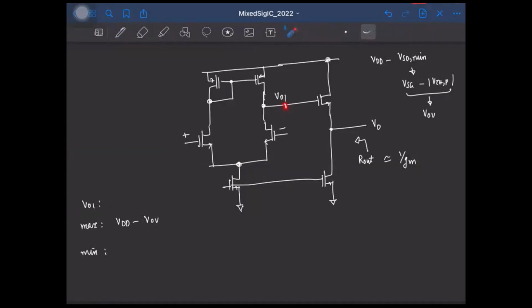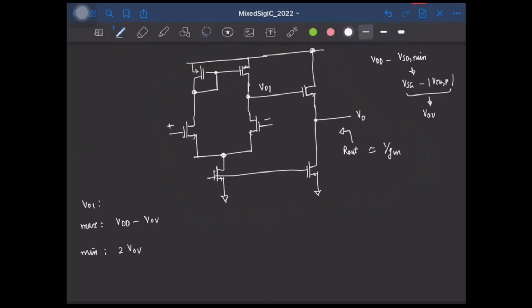Well, when V01 reduces, the NMOS transistor might go out of saturation. So the minimum it can take is 1 minimum VDS and 2 minimum VDS. So this is simply 2 overdrive voltage. Okay. So now we'll do the same thing for this output V0, which is the buffer output. Right. So let me just push it up slightly. Right. So this is my VDD.